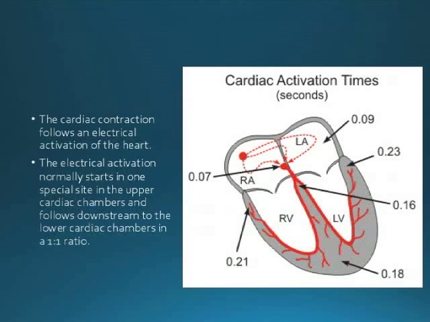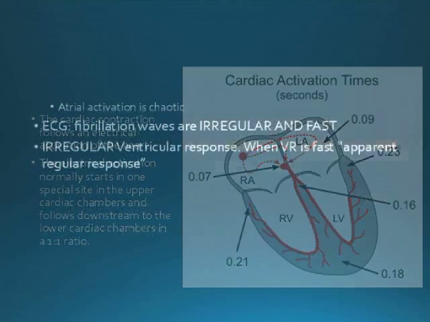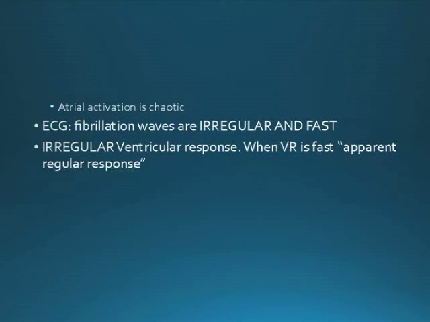This is happening up. Down is just a reflection of what's happening up. Slower, not as fast, but sometimes fast enough to make us feel not very good. Usually the response in the lower chambers is irregular. When it's very fast, you cannot tell. It looks regular actually sometimes.